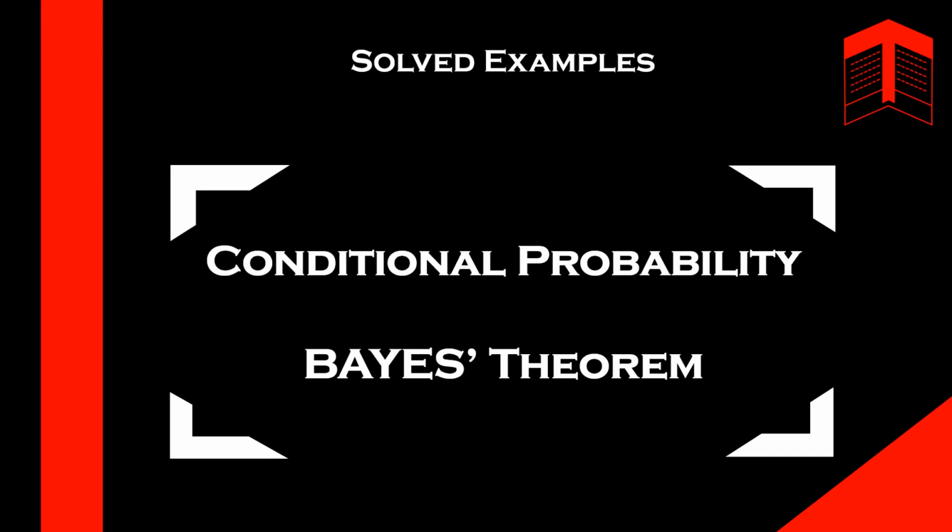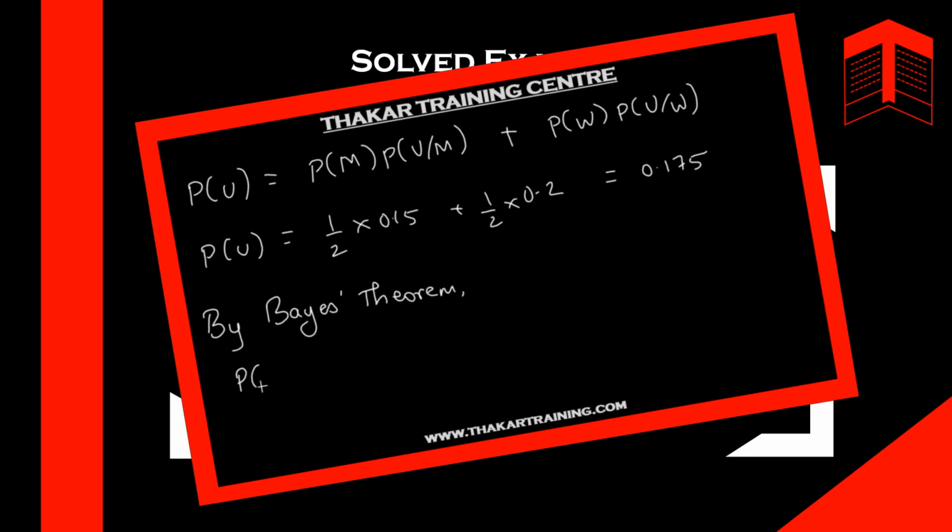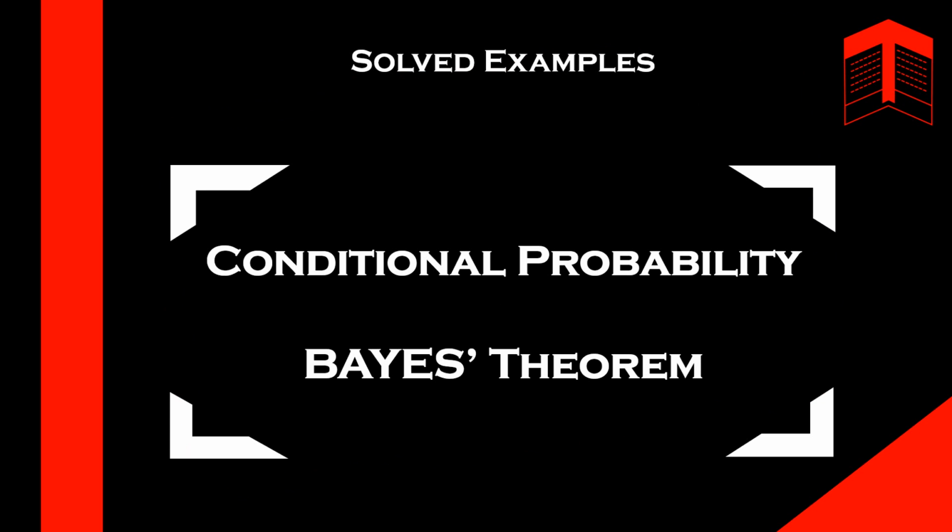It is seen that many students find it difficult to approach the problems on conditional probability and applying Bayes' theorem. So in this video, examples based on this concept are solved so that the approach to such problems is understood.